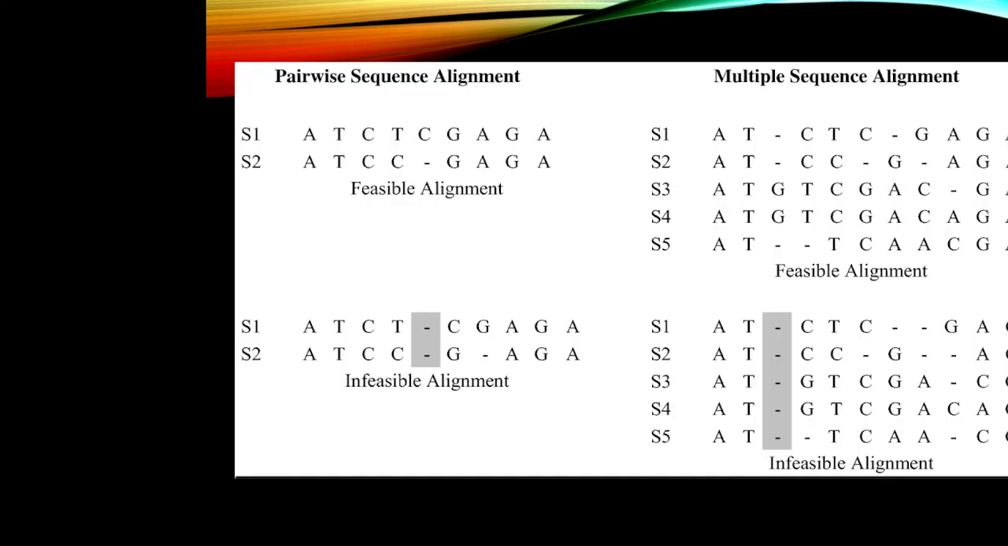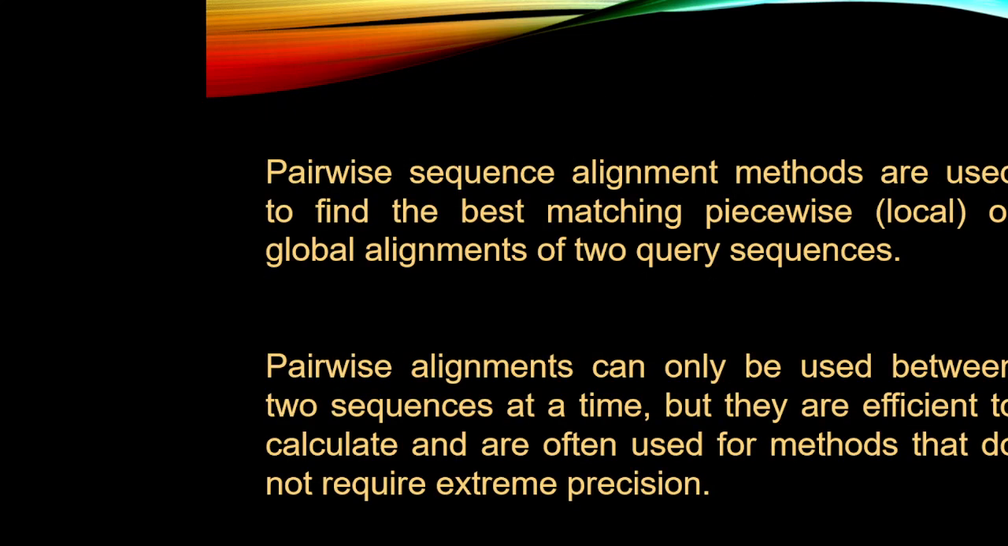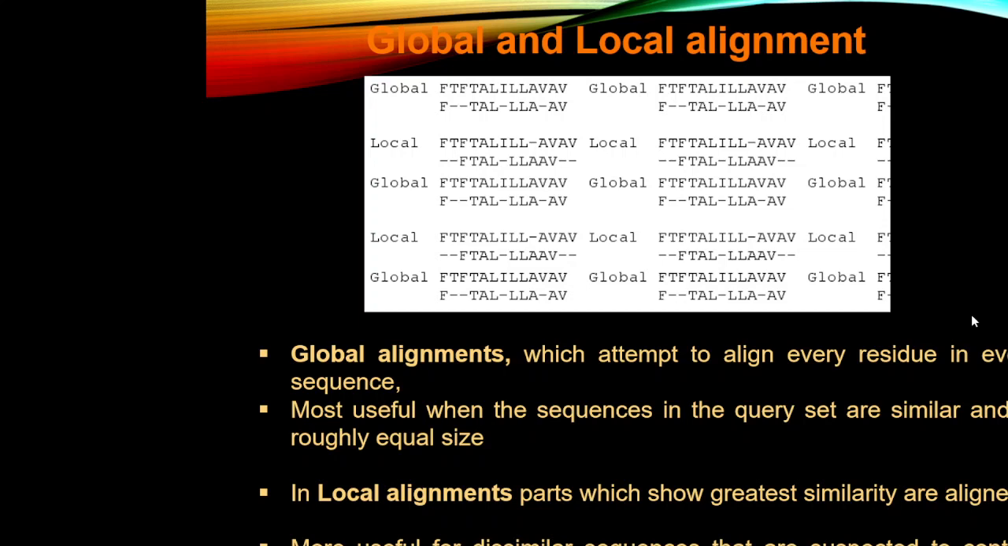Here you can see that the right side is indicating multiple sequence alignment. The left side is indicating the pairwise. Only two sequences are indicated. But if more than two sequences are aligned with one another, we call it a multiple sequence alignment. Then what is the purpose? Pairwise sequence alignments are used to find the best matching local or global alignment of two query sequences. We have to understand what is global alignment and what is local alignment.